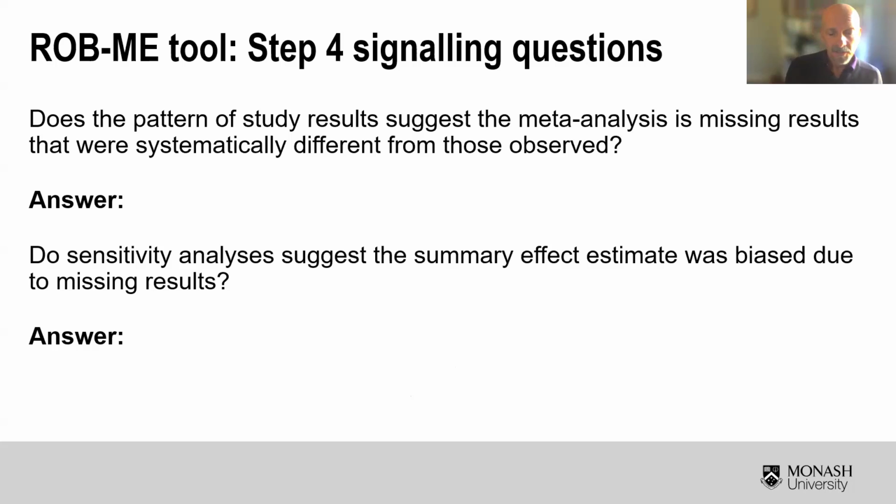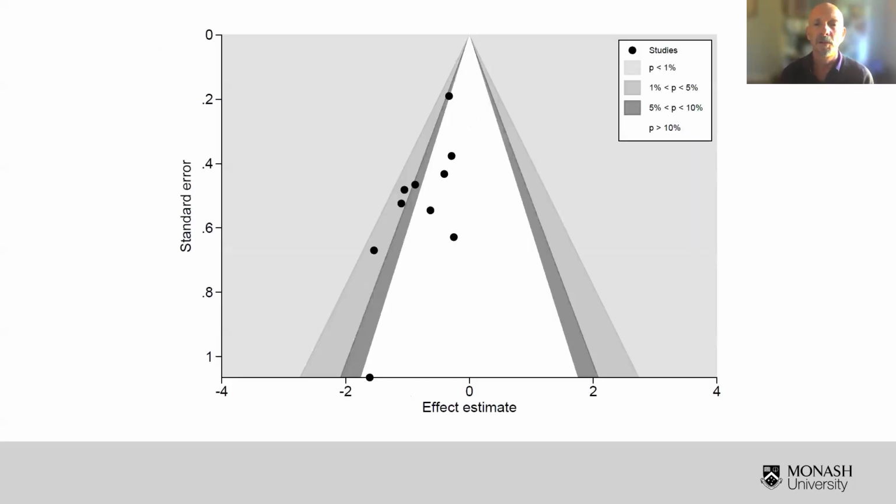Then we can start looking at these more traditional methods, plots and statistical analyses. So does the pattern of results suggest that any missing studies could be systematically different from the observed? Were there any sensitivity analyses? Well, let's look at the funnel plot for these studies. It's not beautifully symmetrical. In fact, it's a little bit of a worrying shape, I would say.